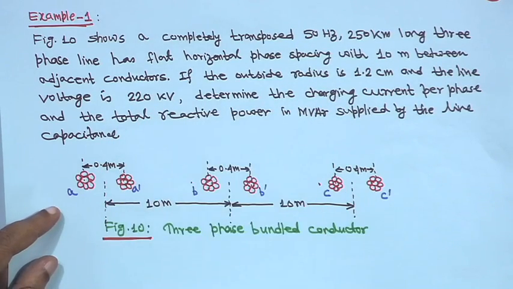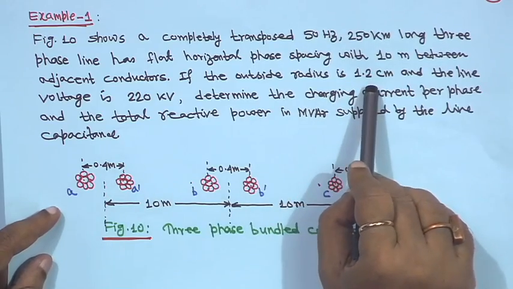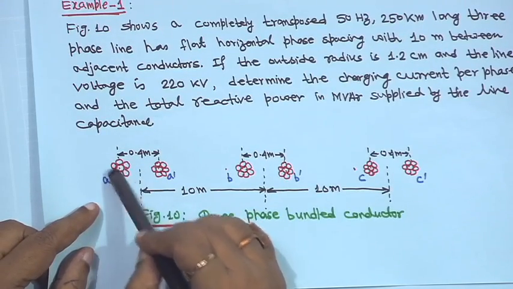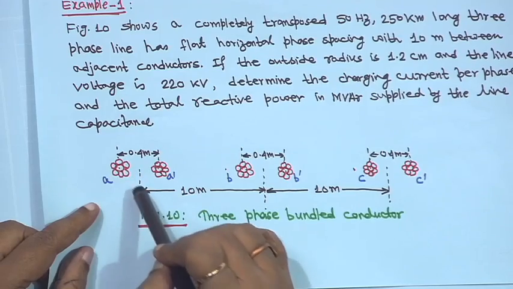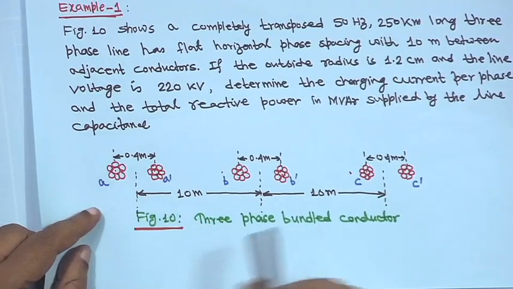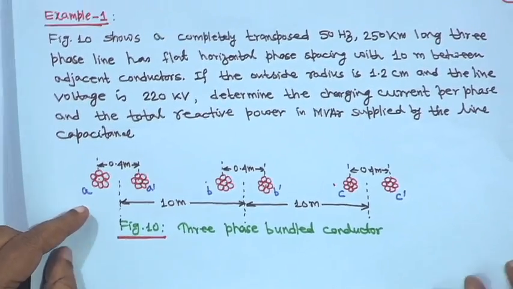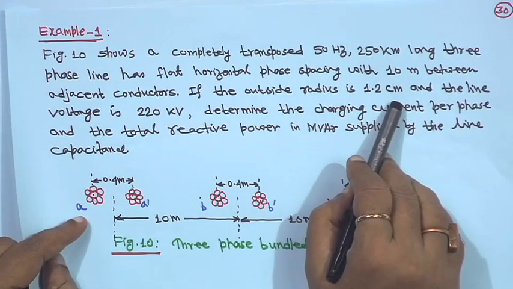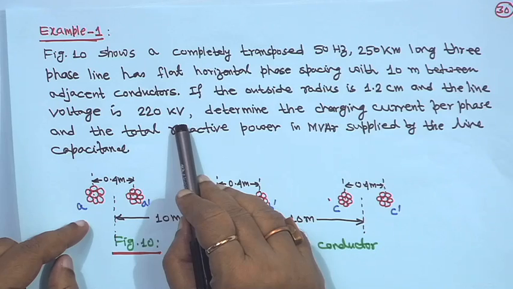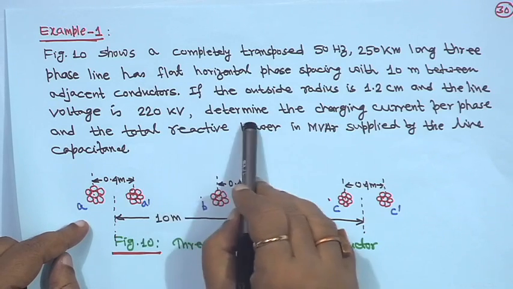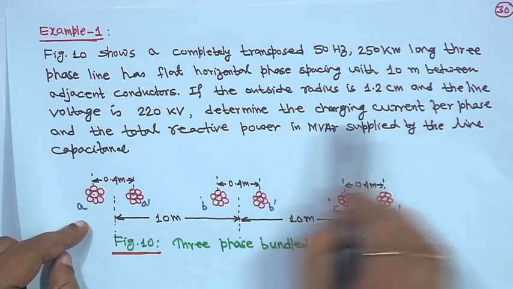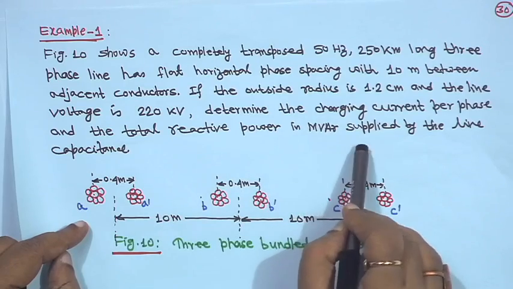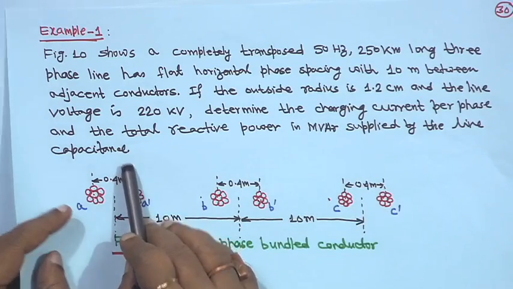If the outside radius is 1.2 centimeter, that means this is the central strand and 6 more are there around that, but the outside radius is given here, so no question of r dash or anything. If the outside radius is 1.2 centimeter and the line voltage is 220 kV, you have to determine the charging current per phase and the total reactive power in megavar supplied by the line capacitance.